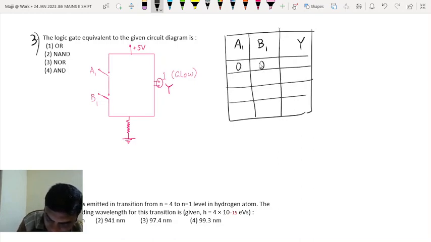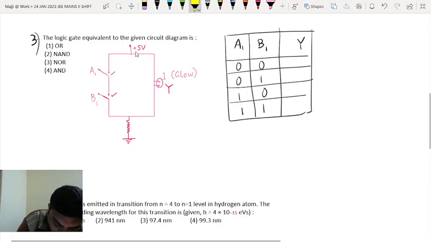0 0, 0 1, 1 0, 1 1. Now you see, 0 0 means A1 is removed and B1 is also removed. So what happens basically is that current will flow through this. As current flows through this bulb, it will glow. So the output is 1.